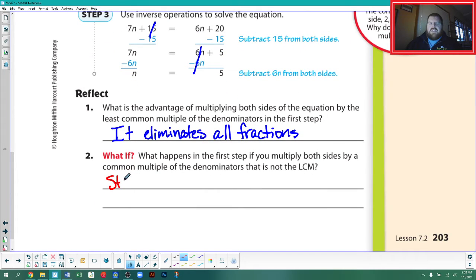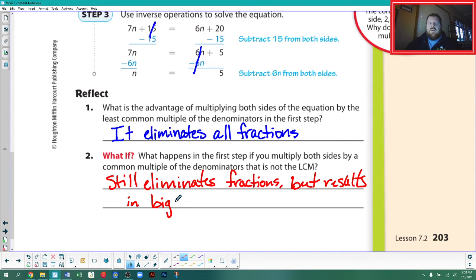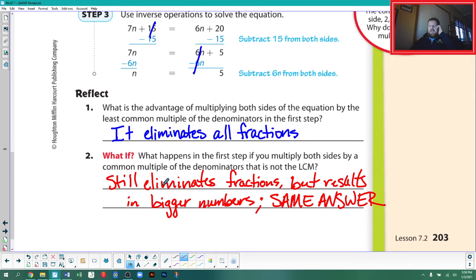We still get rid of all fractions, so it still eliminates fractions, but results in bigger numbers. But I guess the most important thing is that it results in the same answer. So it is okay to do. Okay, it does result in the same answer.